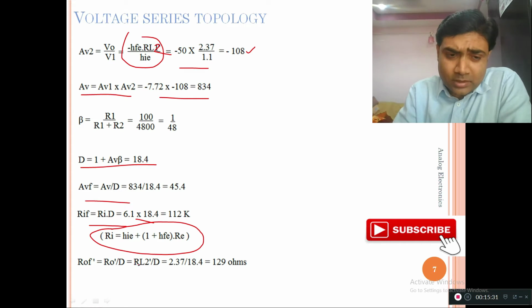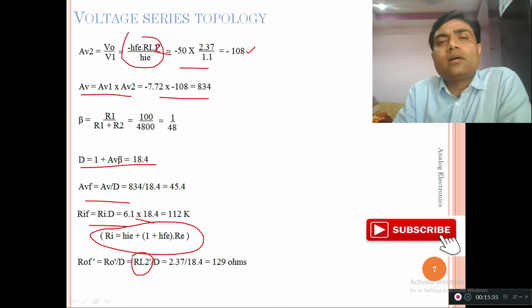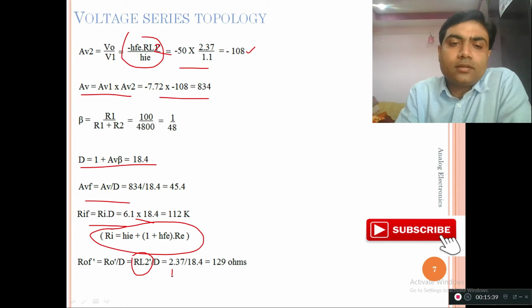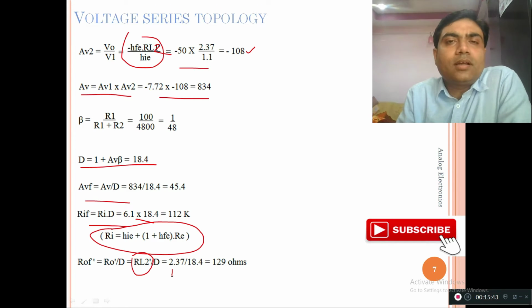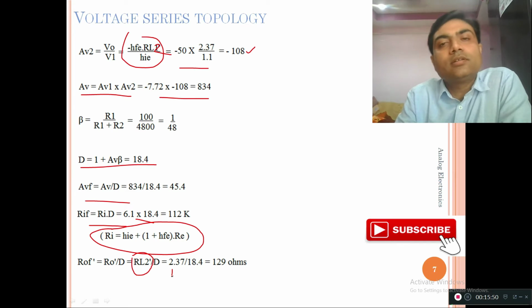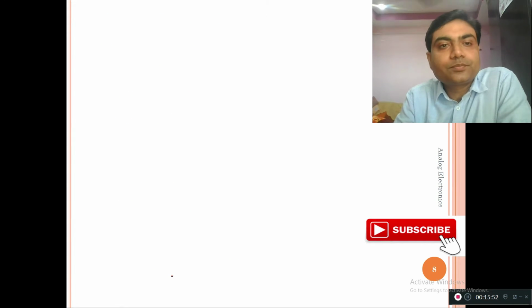RO dash is nothing but the RL2 dash. RL2 dash we have already calculated here. You have to just apply the formula and numerical value, and you will get the answer. This is how we have completed this particular topology, that is the voltage series topology.